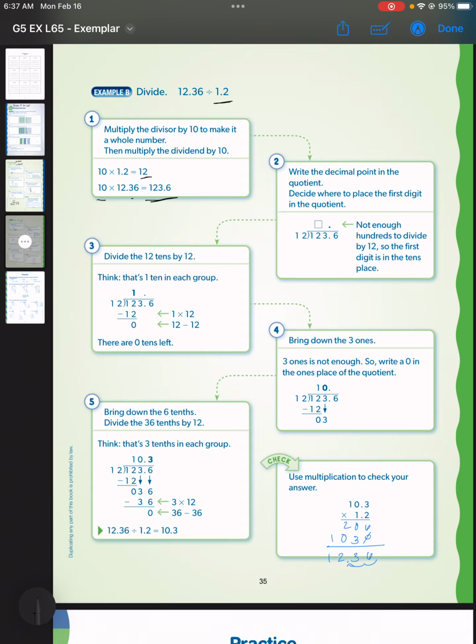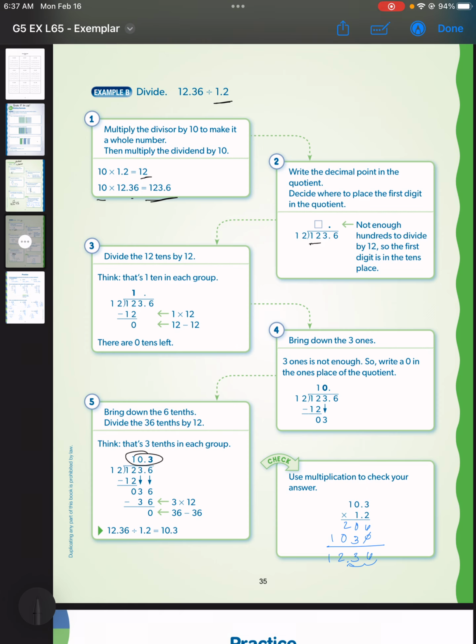So if I look, my first digit's in the hundreds place. Are there enough hundreds to divide by 12? No. So now I'm going to look in the tens place. Are there enough tens to divide by 12? The answer is yes. So my first digit goes in the tens place. I am going to keep following the steps to multiply, and I get my final quotient, 10 3/10ths.